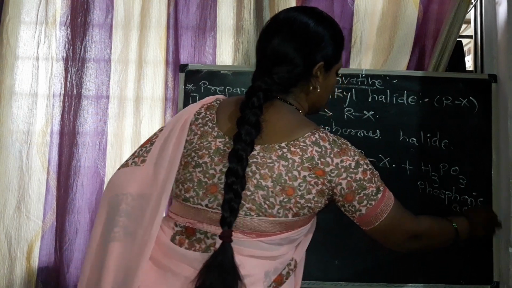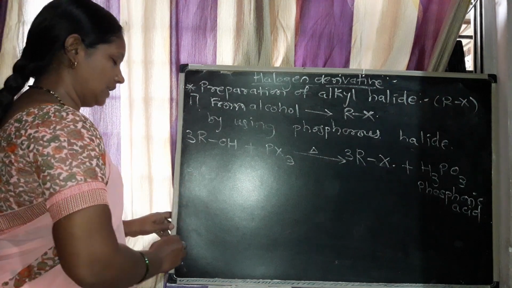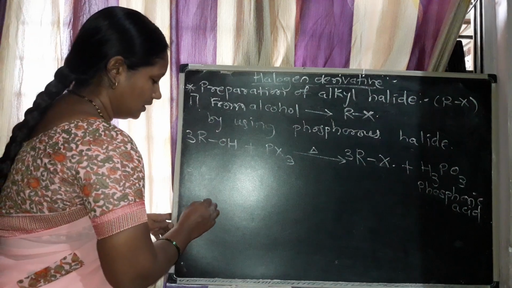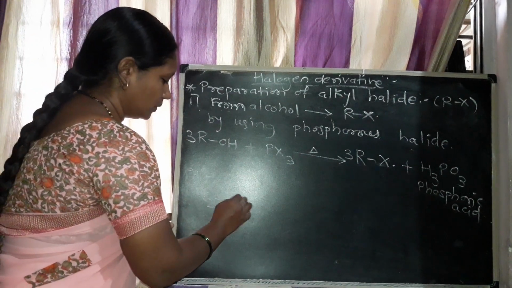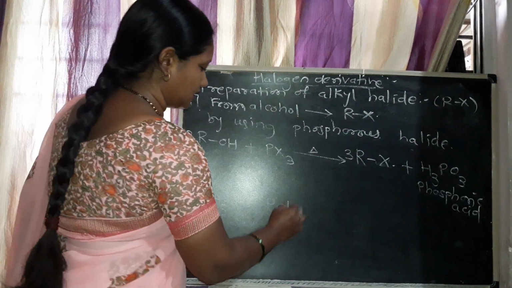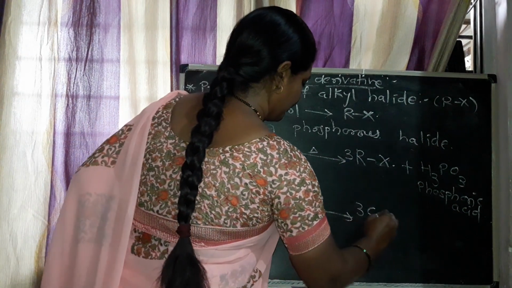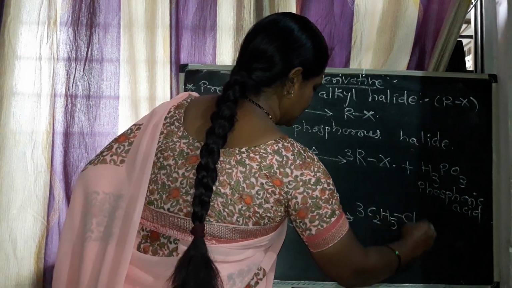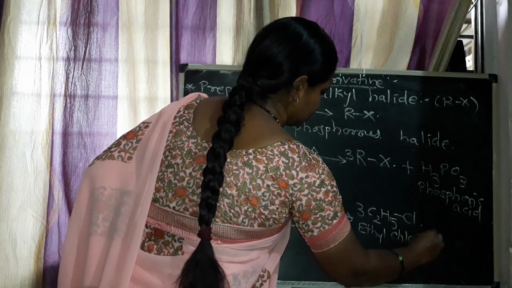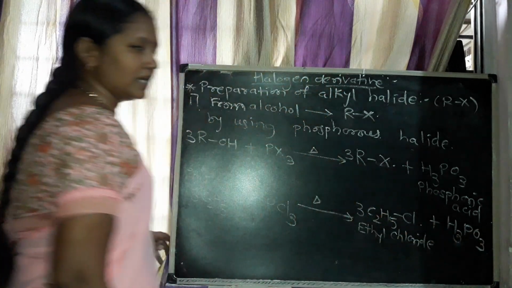Now the example, take any one example here, primary, secondary, any one. Now ethyl alcohol, C2H5OH, plus PCl3. On heating, the OH is substituted by Cl. It is the ethyl chloride plus byproduct same H3PO3, phosphoric acid.